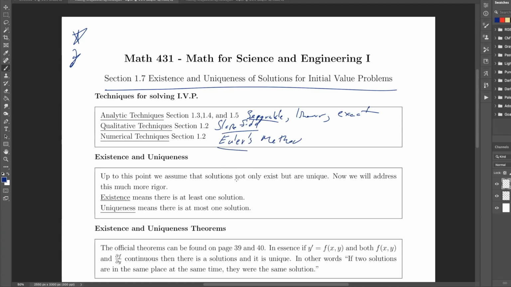But up to this point, we've assumed that a solution not only exists, but is unique. We're going to address both of these in more rigor. Existence means there is at least one solution. That means there is something out there which solves it. And uniqueness means there's at most one solution. So if it exists and is unique, that means there's exactly one solution.